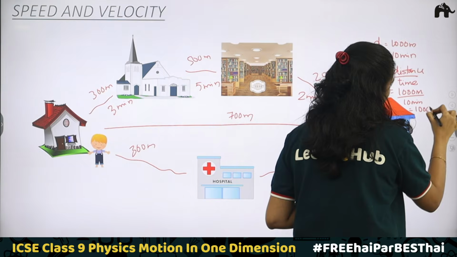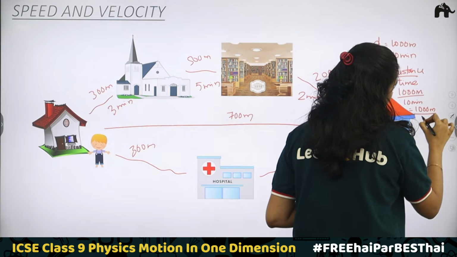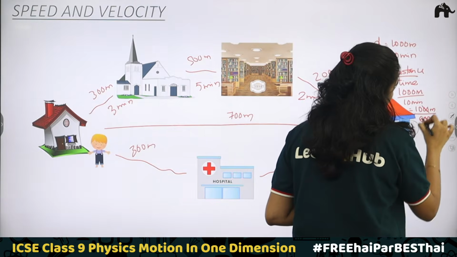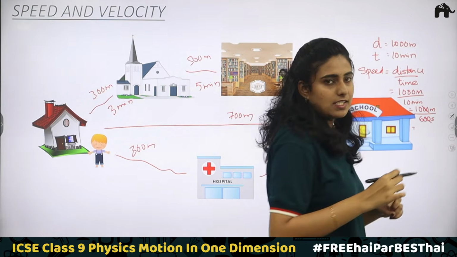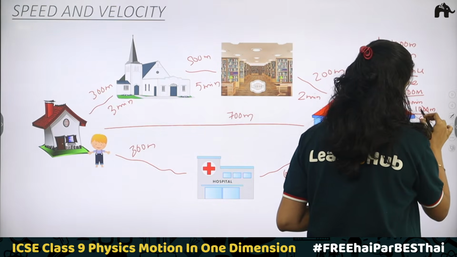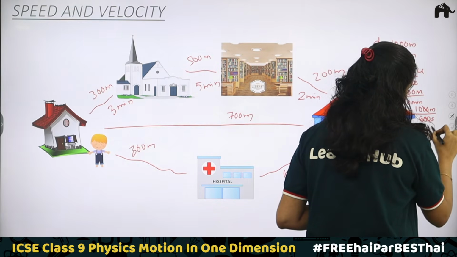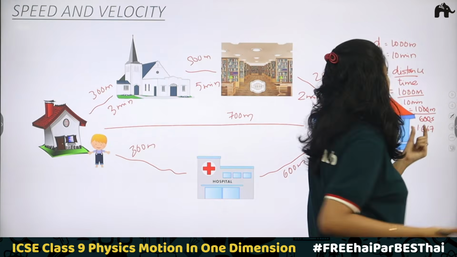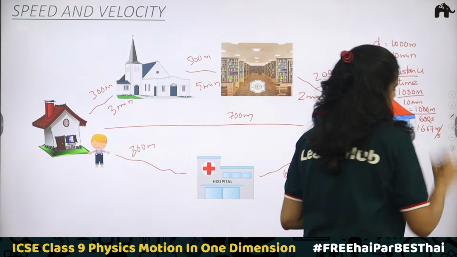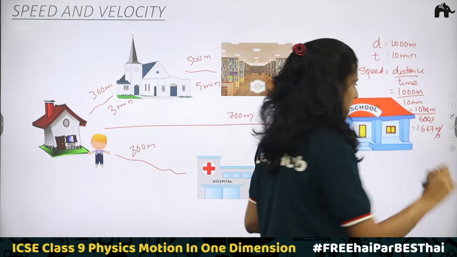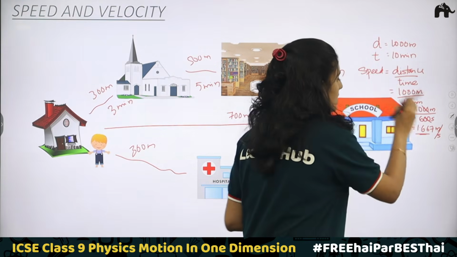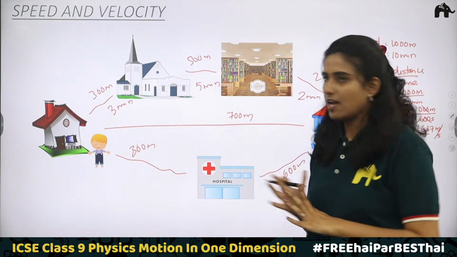That is 1000 meter per 600 seconds. Cancelling out zeros, 10 divided by 6, you will be getting 1.666, so 1.667 meter per second. So the unit of speed is meter per second. 1.667 meter per second is the speed in which the boy is traveling.